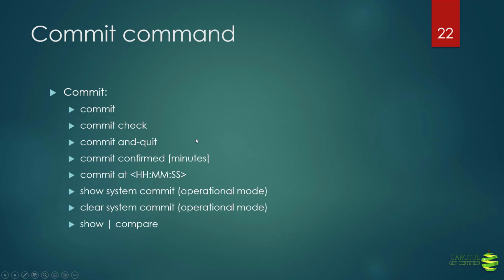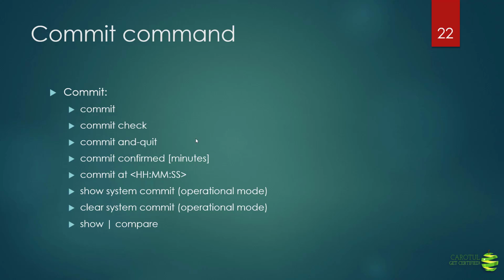Let's say I made some changes and I'm a little bit scared to commit because it might result in me losing the connection. Instead of typing commit, I can type commit confirmed 5. It is going to expect me to type commit again in 5 minutes if everything seems okay. So let's say I type commit confirmed 5, press enter, and I do not lose the connection.